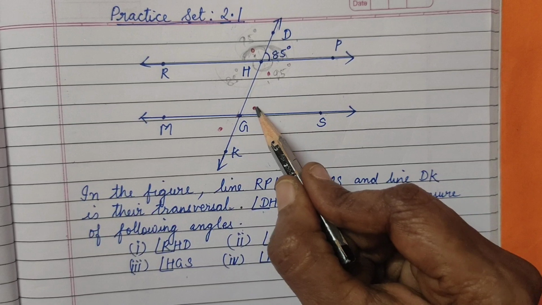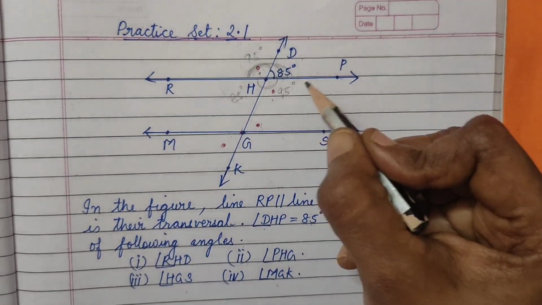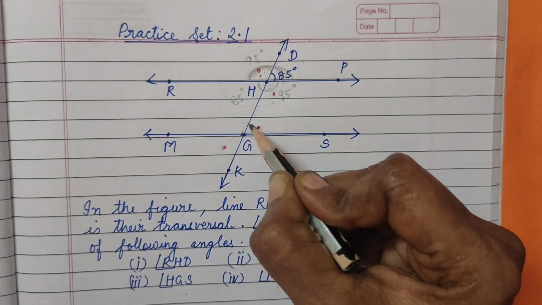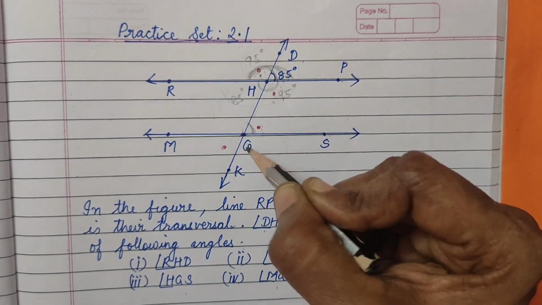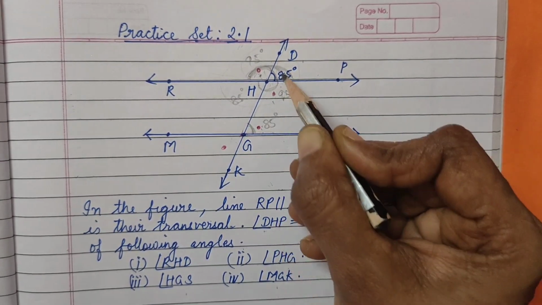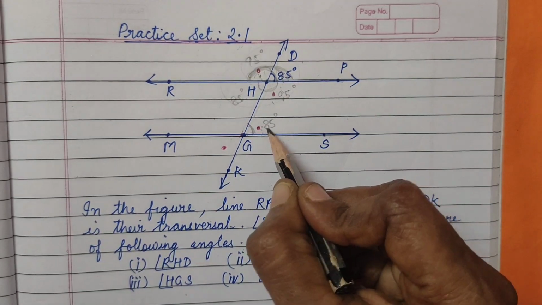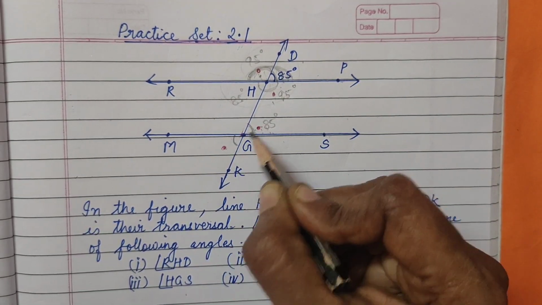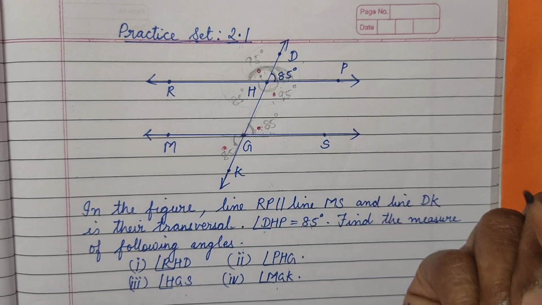Now tell me dear, how can we find this here? Anyone knows? Yes, you can, because you remember we have learned corresponding angles. So this is 85, then this is also 85 degrees, because corresponding angles are congruent. Now this is 85 degrees, so what will this one be? This is a vertically opposite angle again, so you will get 85 degrees here.